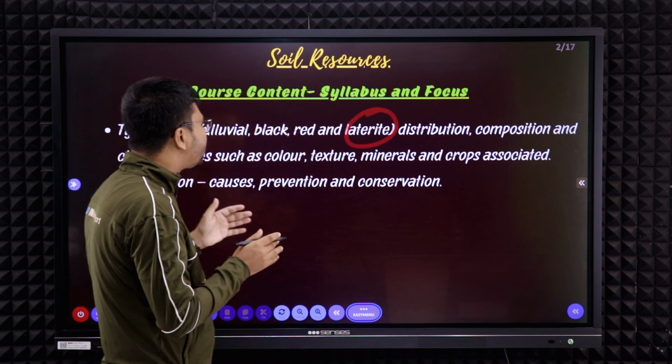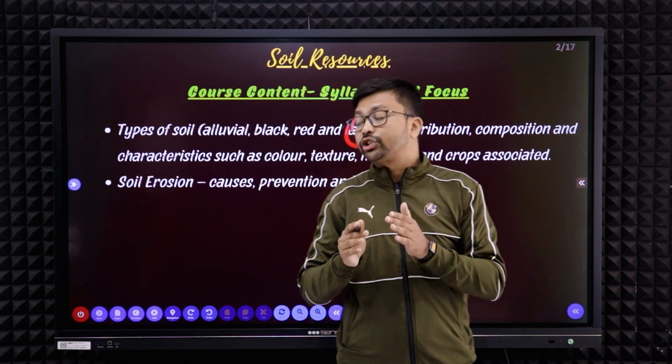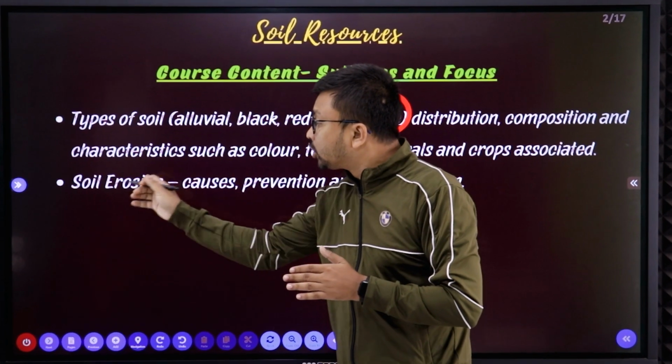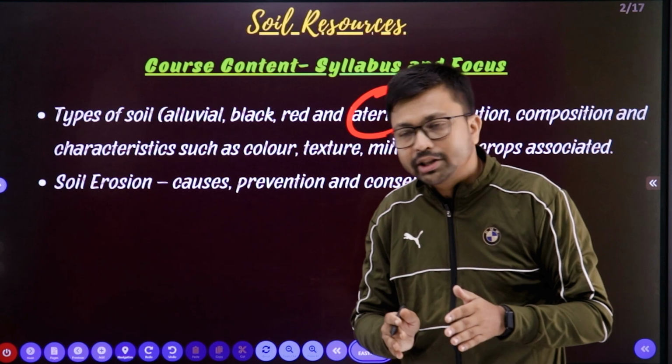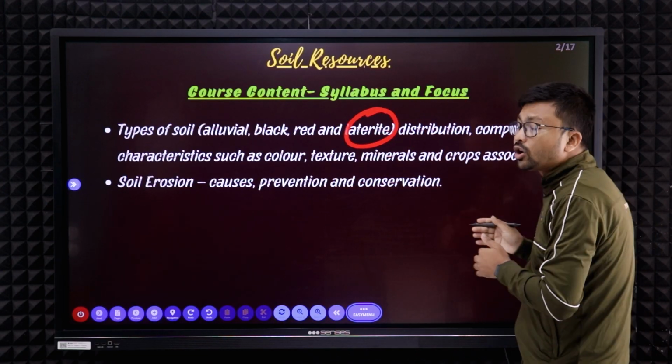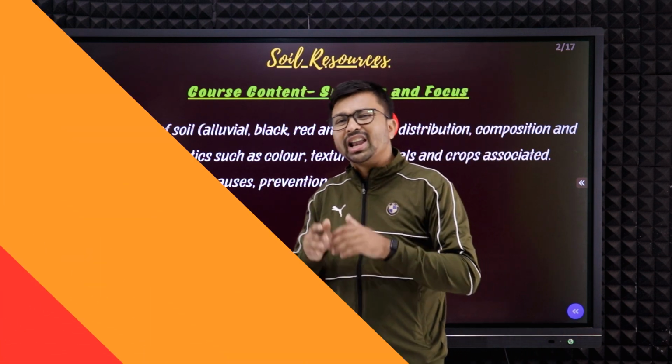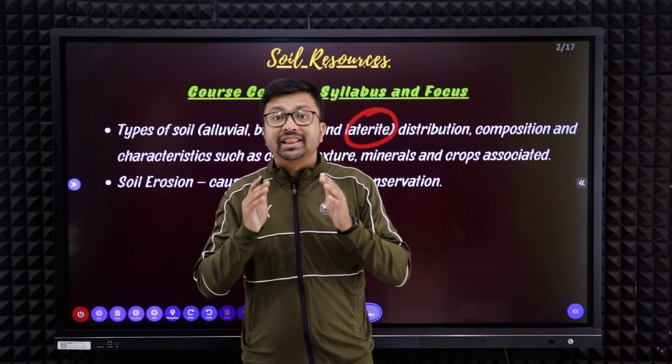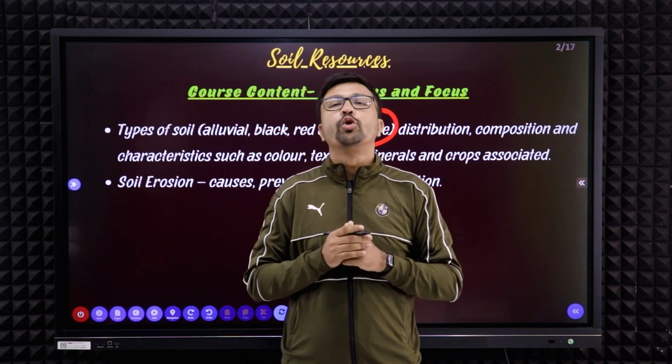Along with that, you need to study about soil erosion. This is the second part, soil erosion. What do you need to study in soil erosion? That is the causes and the preventive and conservation methods of the soil. But that's not enough to get a good score.